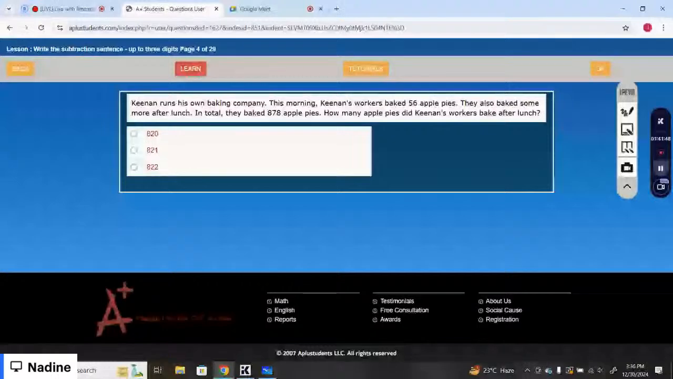Keenan runs his own baking company. This morning, Keenan's workers baked 56 apple pies. They also baked some more after lunch. In total, they baked 878 apple pies. How many apple pies did Keenan's workers bake after lunch? The correct option is 822. Option number 3 is the correct option.